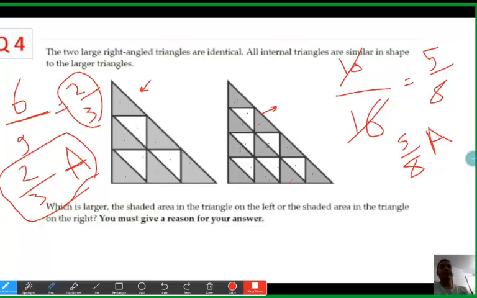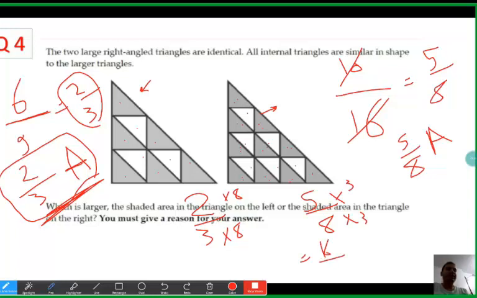Now let's compare the two fractions, 2 per 3 and 5 per 8. Times by 8, times by 3, which gives 16 divided by 24, and here 15 divided by 24. So 16 divided by 24 is bigger than 15 divided by 24. That means the area of the shaded triangles in the first shape is bigger than the area of the shaded triangles in the second shape. That's it.